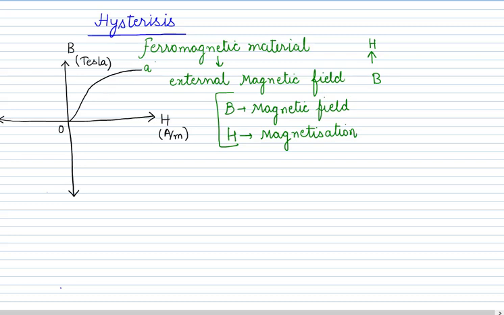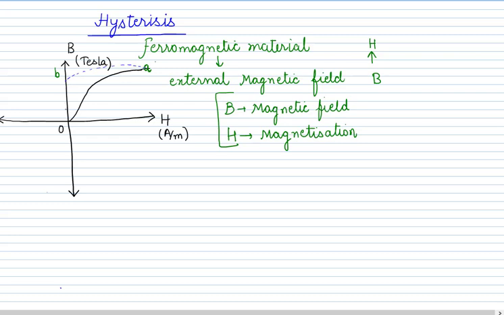Now what we want to do? We want to reduce this magnetizing field. So when we reduce this magnetizing field, it does not follow the reverse path AO. It goes from point A to point B. This is point small b. So when we reduce the magnetizing field, the magnetic flux density reduces from A to B.